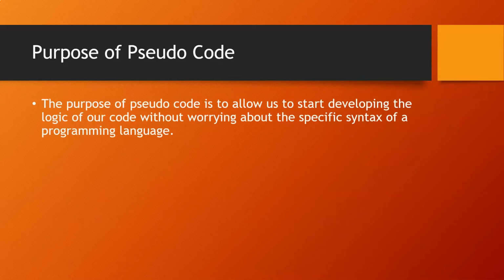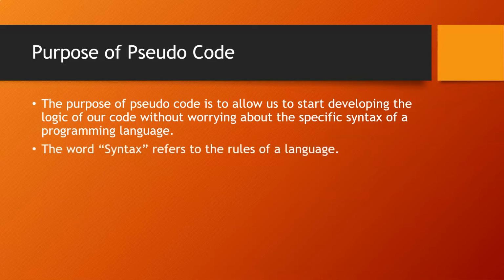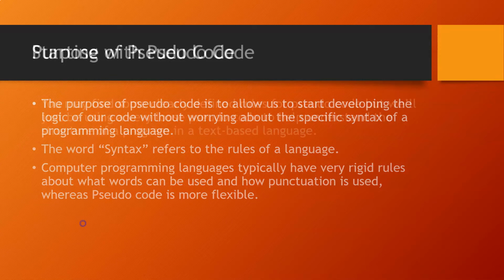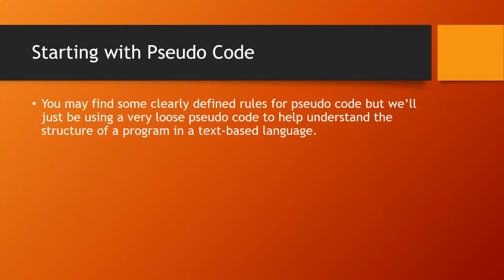The purpose of pseudocode is to allow us to start developing the logic of our code without worrying about the specific syntax of a programming language. The word syntax refers to the rules of a language. There are rules in English and there are rules in computer languages. Computer programming languages typically have very rigid rules about what words can be used and how punctuation is used, whereas pseudocode is more flexible. You may find some clearly defined rules for pseudocode, but we'll just be using very loose pseudocode to help understand the structure of a program in a text-based language.